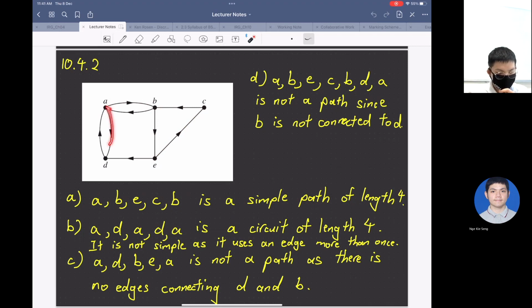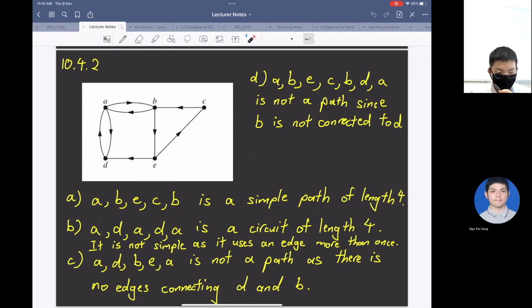Part B. A to D to A to D to A again. Okay, so this is a circuit because you start and end at the same vertex. Length 4 because 1, 2, 3, 4. So it is not simple because you repeat AD and DA again. Okay, no multiple edges.